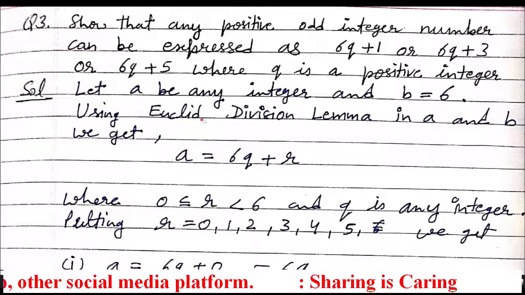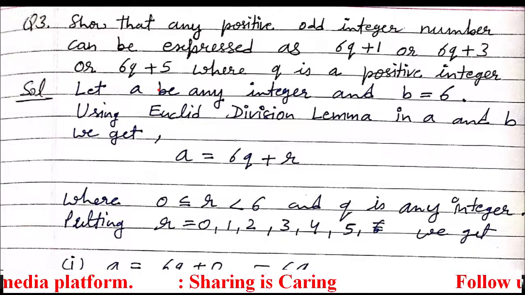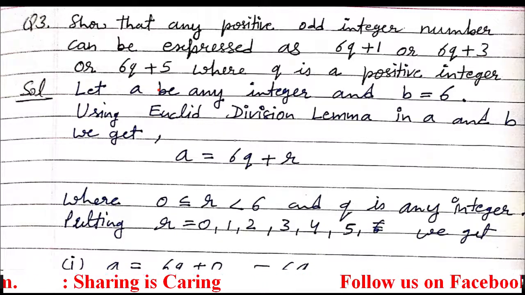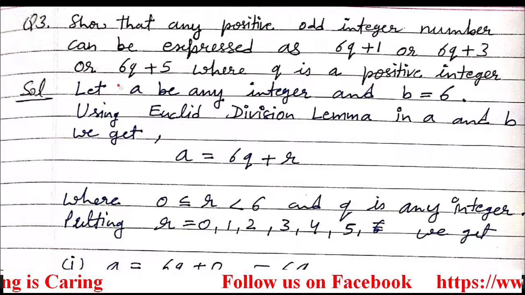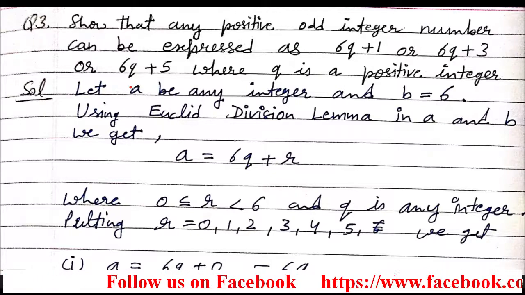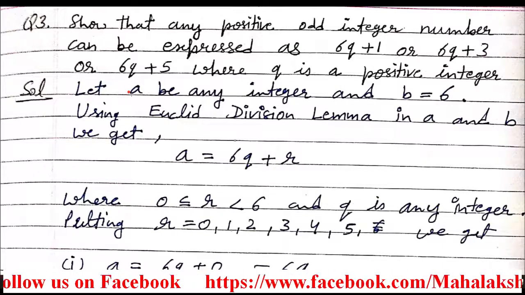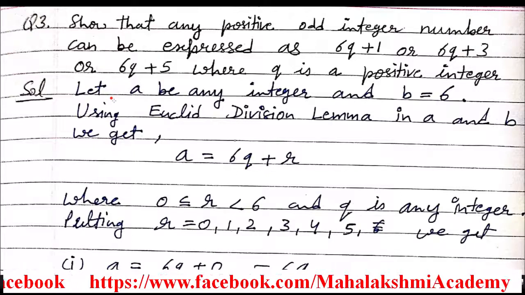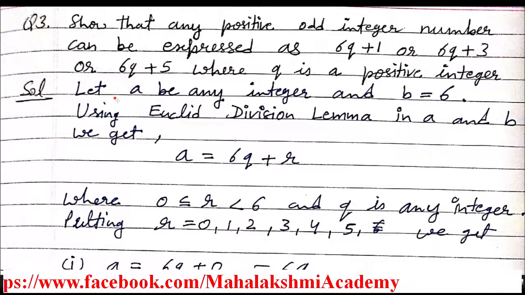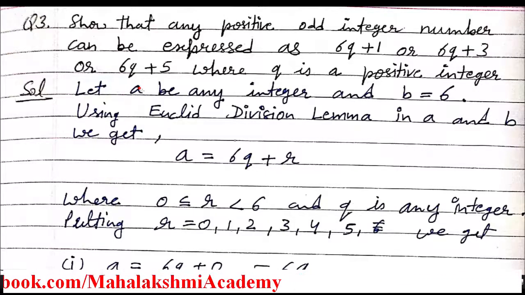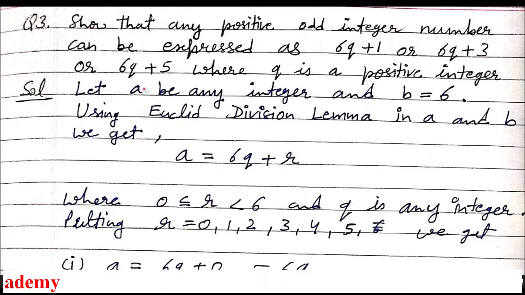In this, students, we have to prove it by Euclid's division lemma, and for that the starting for question number 1, question number 2 and question number 3 is the same. You can go through question number 1 and 2 in my previous video, so that question number 3 will be easy for you. So here the starting is: let a be any integer and b equal to 6.